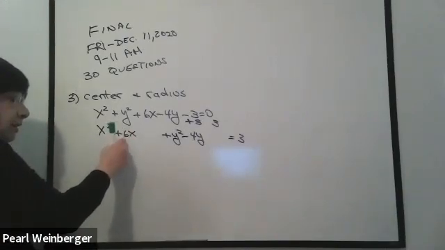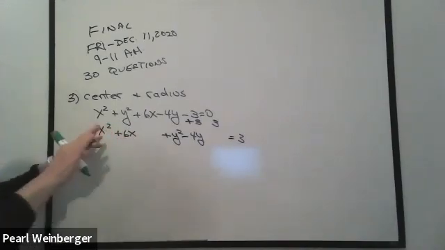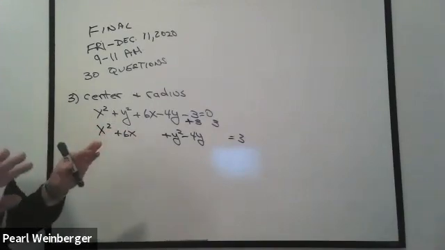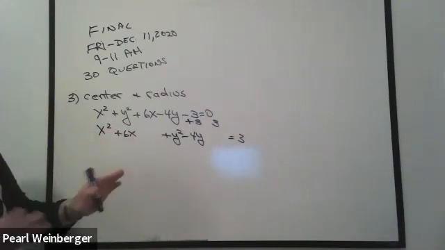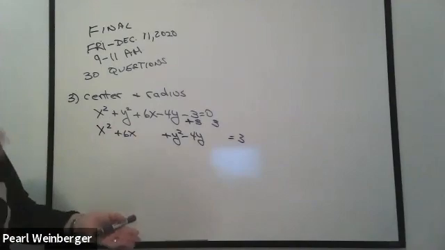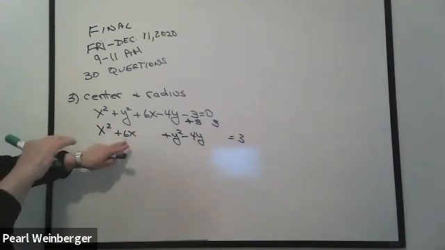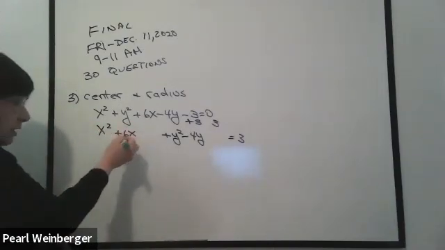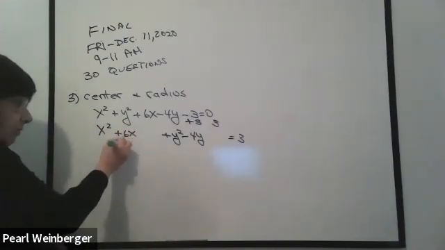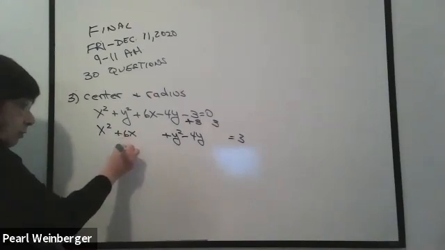What I do is I take half of this number in front of the x. Now, if the x squared is all by itself and there's no x term, you don't have to do anything, because obviously that number is a 0. But if there's an x term, there's a number in front of it, obviously half of that is going to be plus 3.